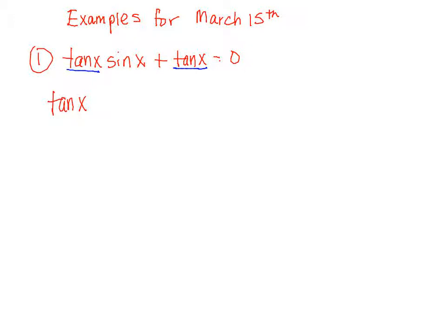And when we do, we have tangent of x times sine of x plus, when we do tangent divided by tangent, we're left with a 1 here. Now this is equal to 0. Now we take each of the individual factors, set them equal to 0, and solve.